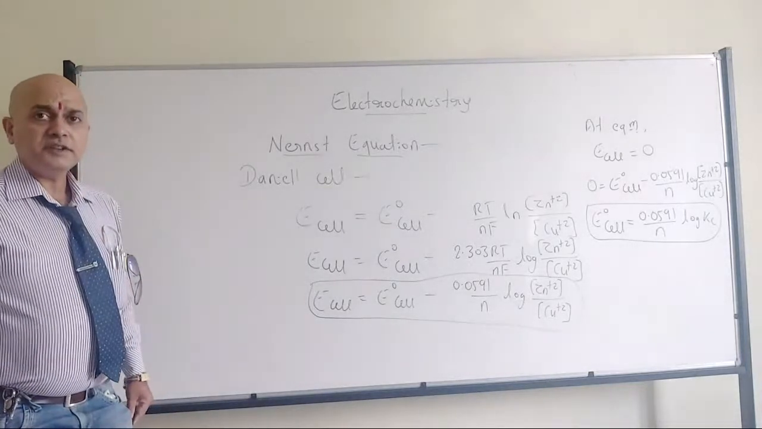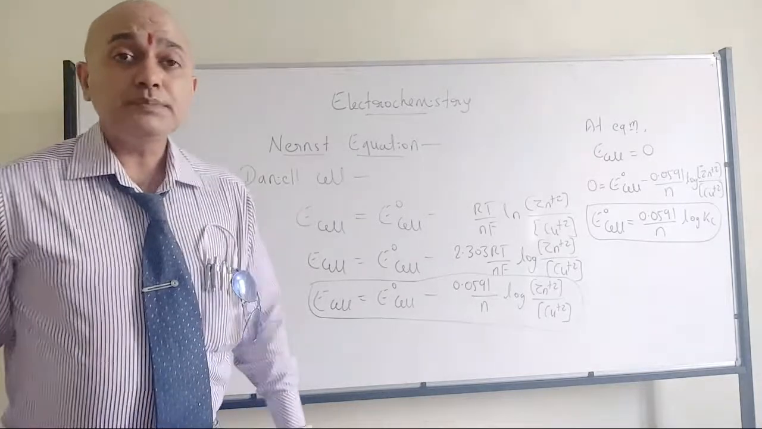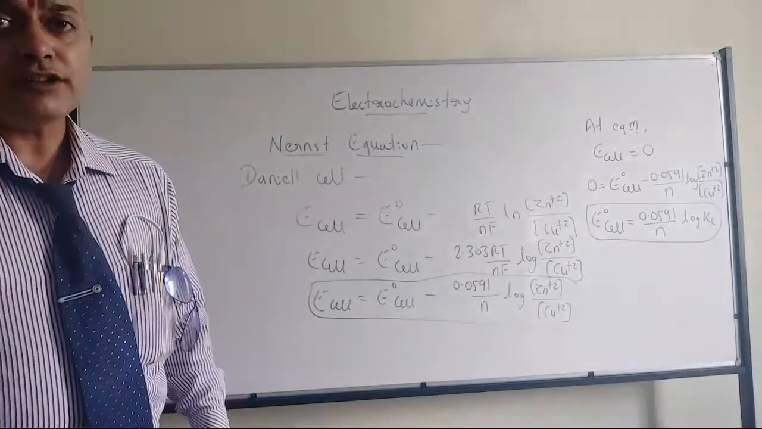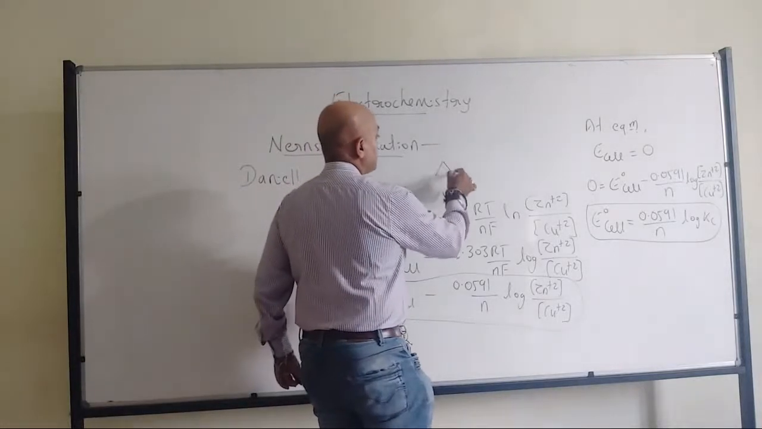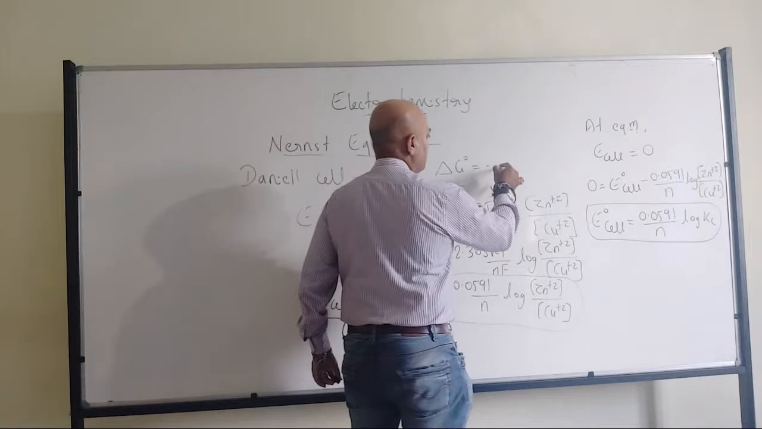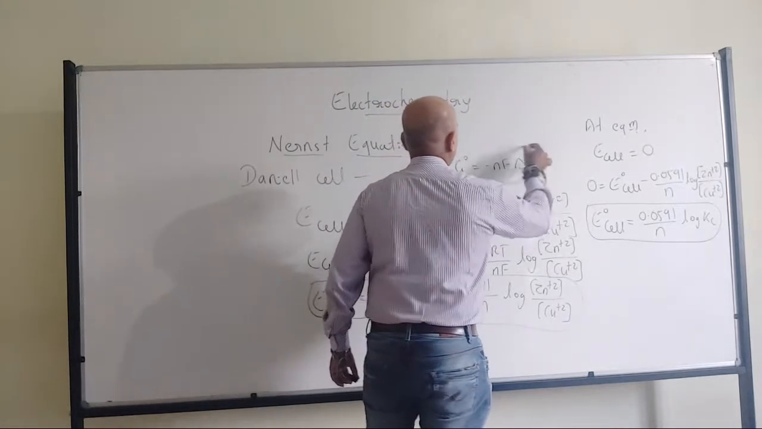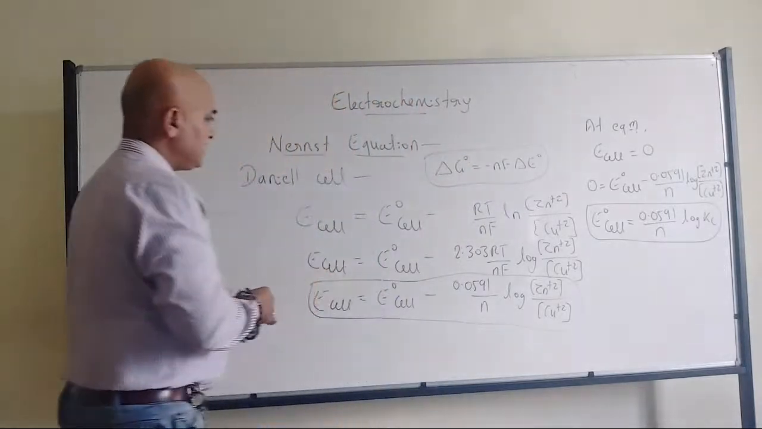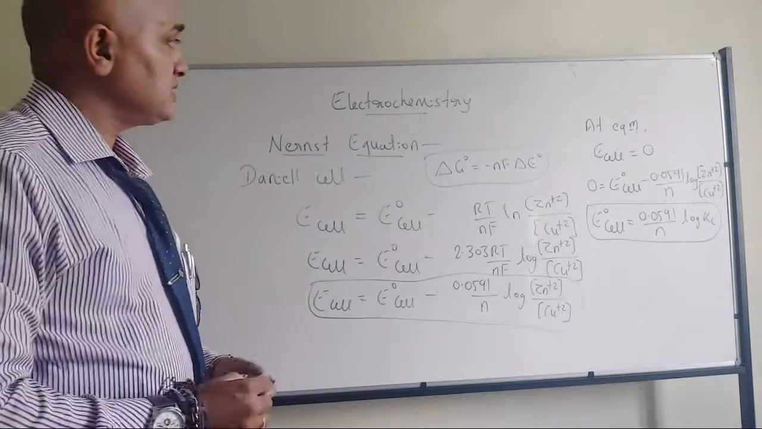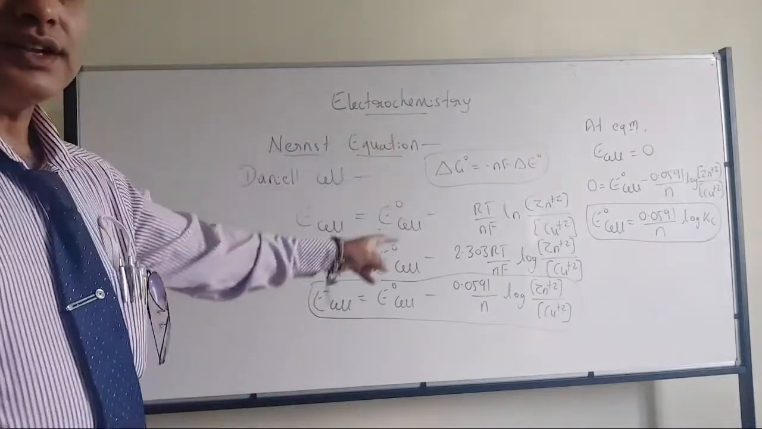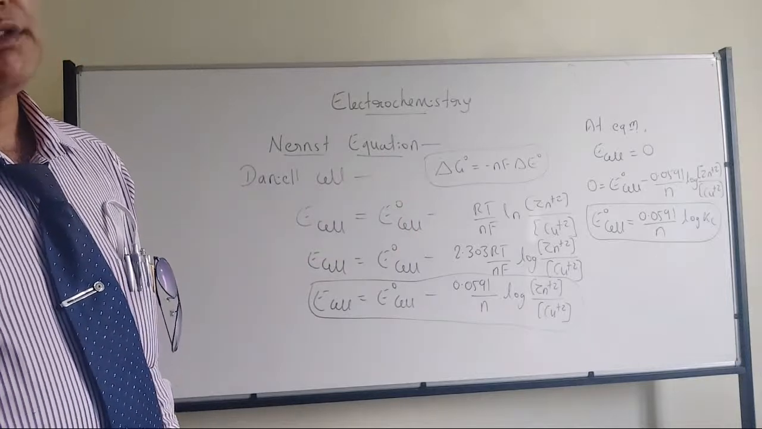All of you have understood? Fine. Now, already we have discussed the relation between Gibbs free energy and redox potential. What is that relation? That is delta G naught is equal to minus nF delta E naught. This is another equation which makes the relation between Gibbs free energy and redox potential. That's where we have three important equations.